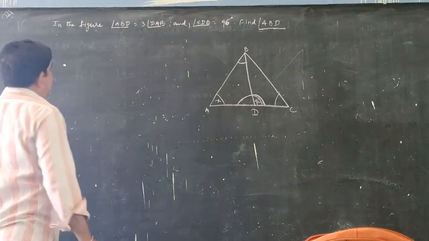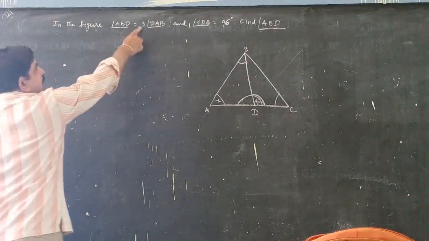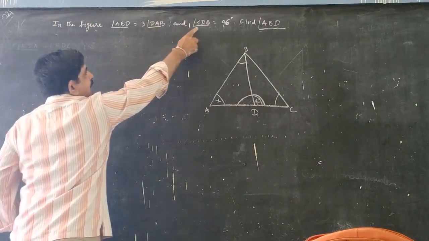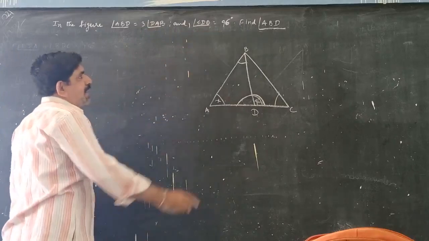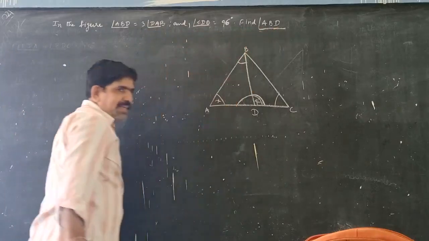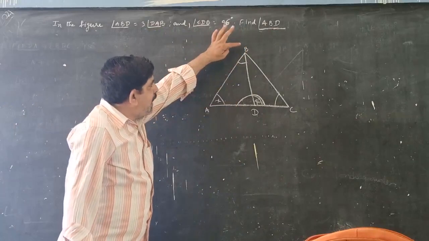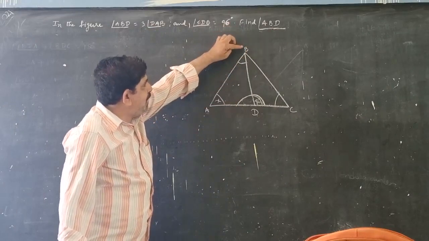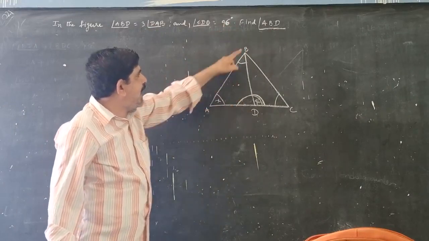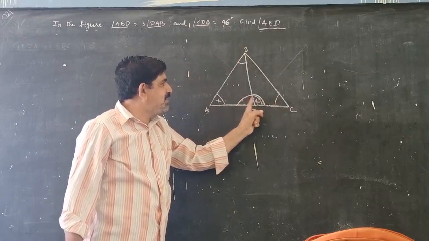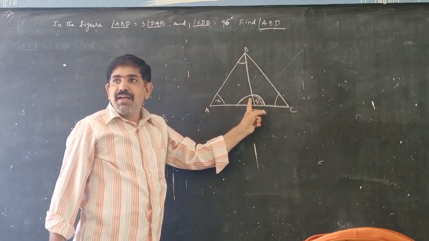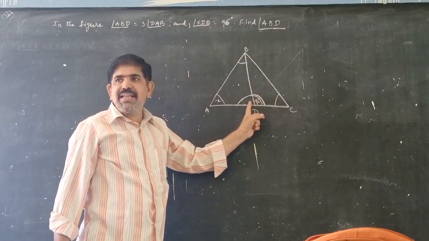In the given figure, angle ABD is equal to 3 into angle DAB and angle CDB is equal to 96 degrees. Find angle ABD. Here, what is this angle? Angle BDA and angle BDC is equal to 180 degrees because this is a linear pair.